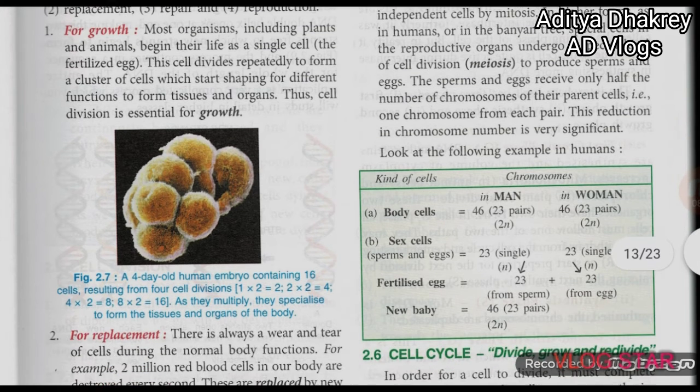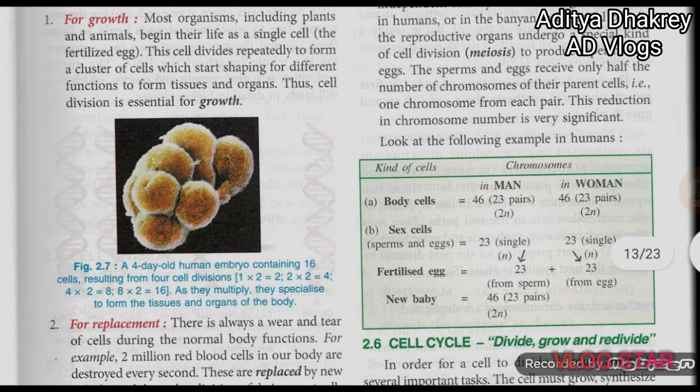First point, for growth. Most organisms, including plants and animals, begin their life as a single cell. This cell divides repeatedly to form a cluster of cells which start shaping for different functions to form tissues and organs. Thus, cell division is essential for growth.